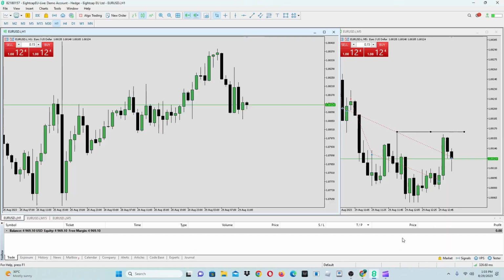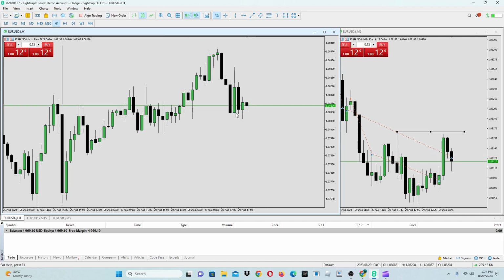So guys, I actually closed my position right there. I was risking around $30, so it was a 1 to 2 risk to reward ratio. I had $4,905 in my balance, and now I'm up around $65. So it was a decent trade.